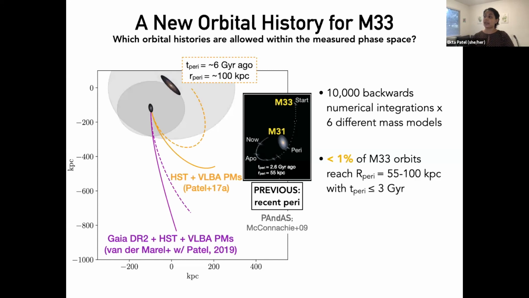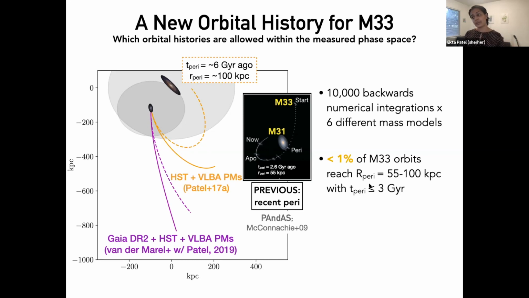Within the thousands of orbits that we integrated, here are some of the results that we found. If you focus just on the gold lines first, these are the results using proper motions measured with HST and the VLBA. A majority of our orbits supported this gold solid line, where M33 is only entering the halo of M31 for the very first time. So it's on first infall, like the Large Magellanic Cloud is. We also found another possible orbital solution, where there was a pericentric passage almost 6 gigayears ago at a distance of 100 kiloparsecs. So still not quite matching what's necessary to achieve this morphology.